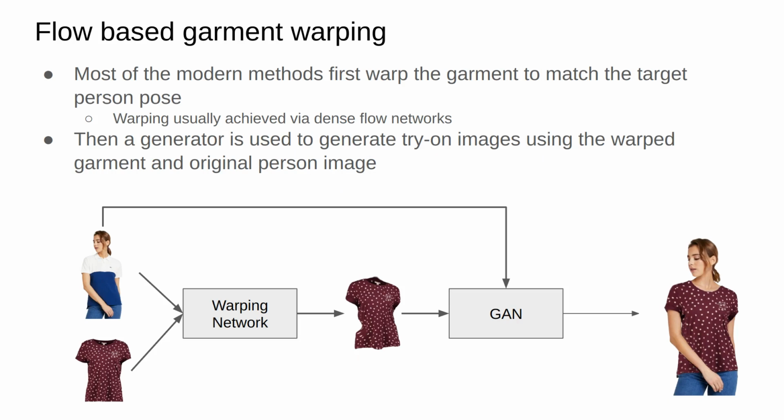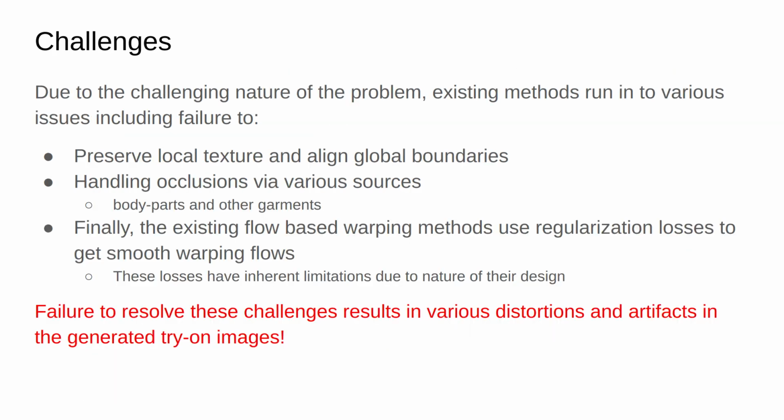Generally, modern methods employ a flow-based garment warping module to match the target person pose. The warped garment is then input to a generator with the original image to generate the final try-on image. Due to the challenging nature of the problem, existing methods run into various issues, including failure to preserve local garment textures and aligning global garment boundaries. They also fail at handling occlusions via various sources, such as body parts and other garments.